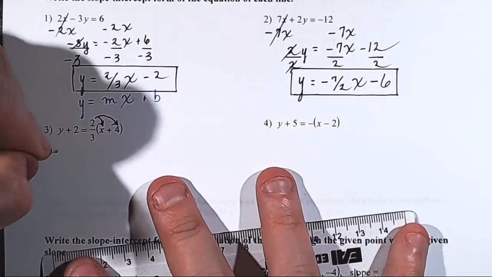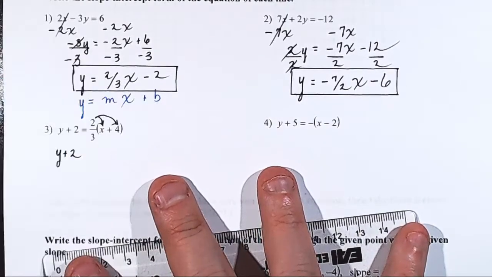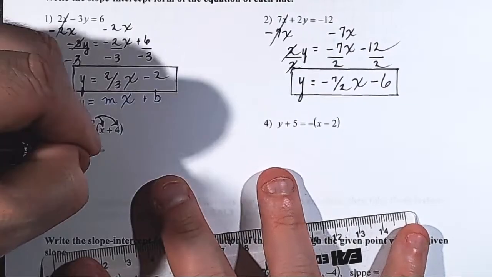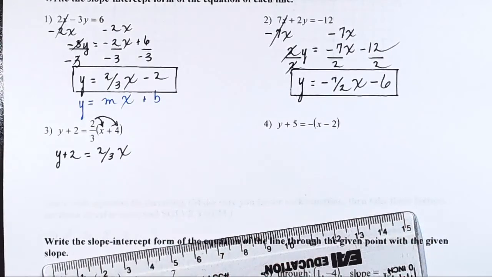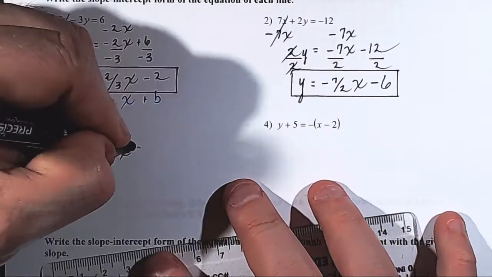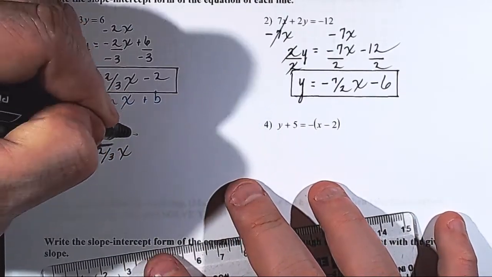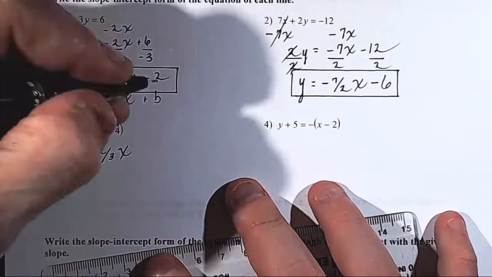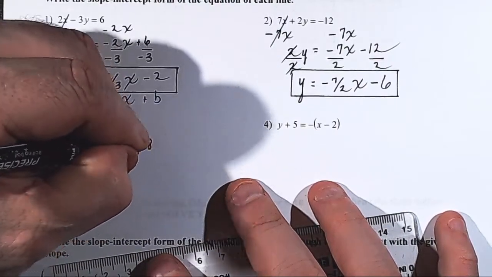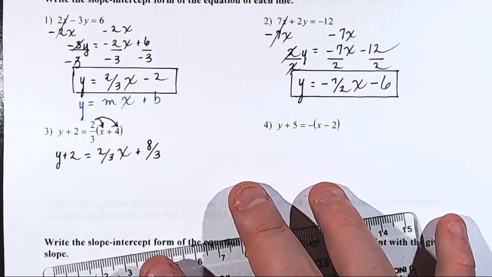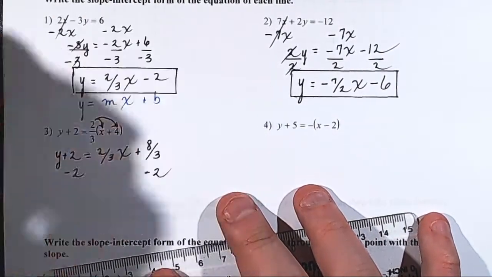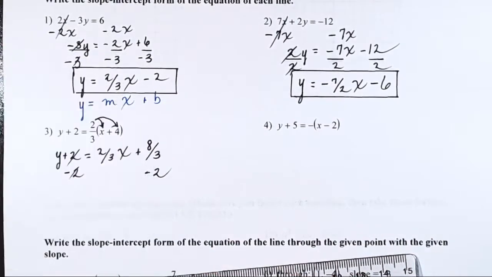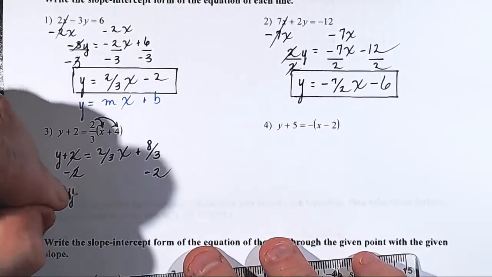So we will rewrite y plus 2 equals 2/3 times x is 2/3 x. And now 2/3 times 4 is the same as 2/3 times 4 over 1. So you have 2 times 4, which is 8 over 3. So plus 8/3. And now we subtract 2 from both sides.